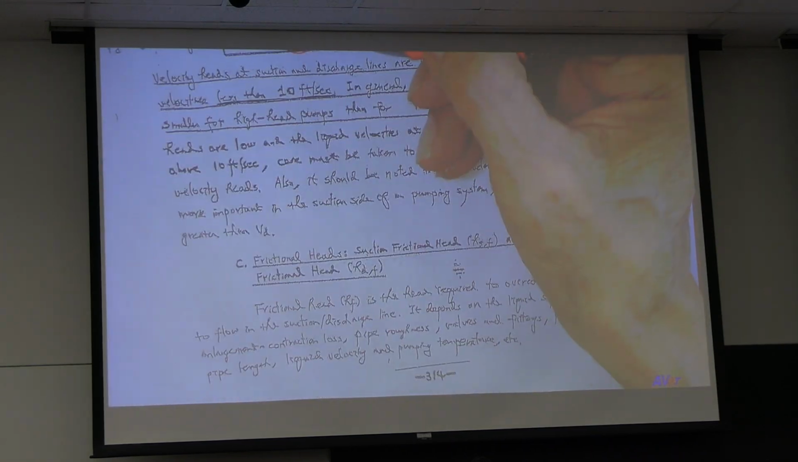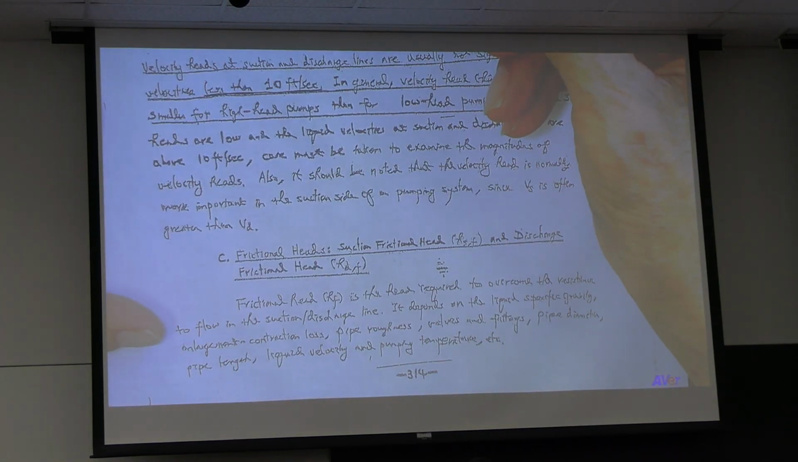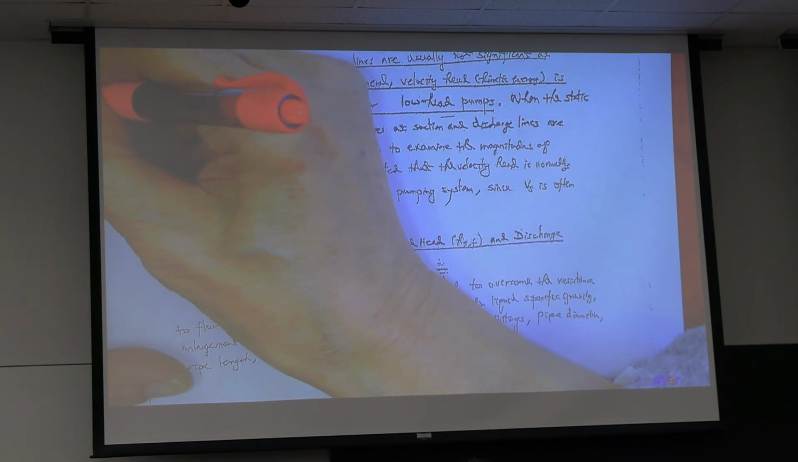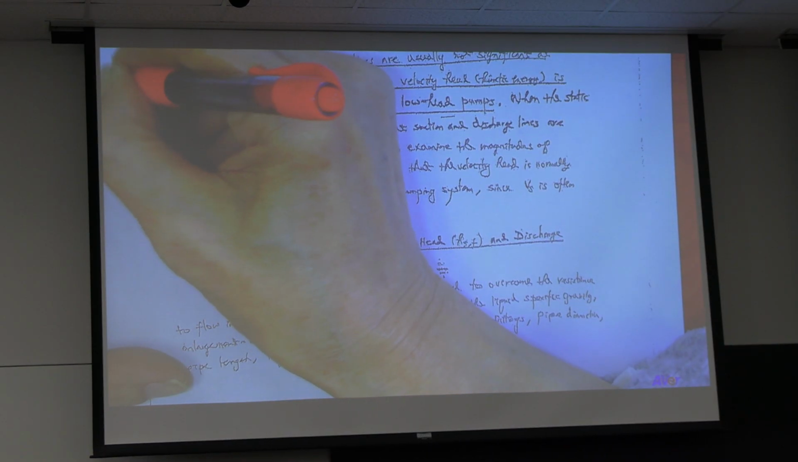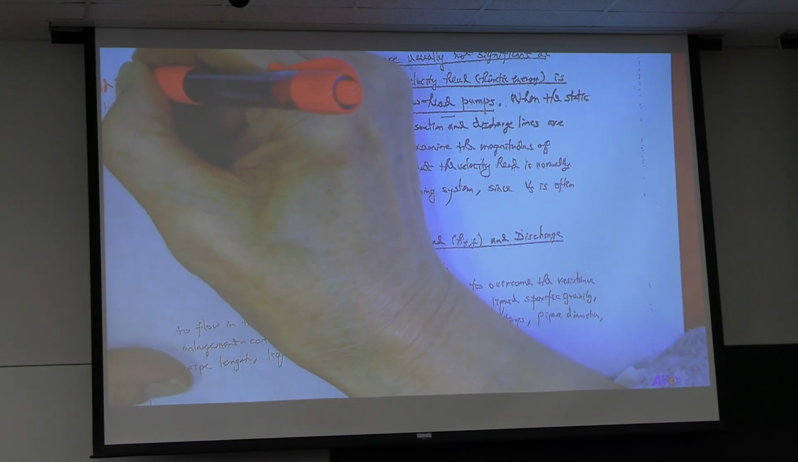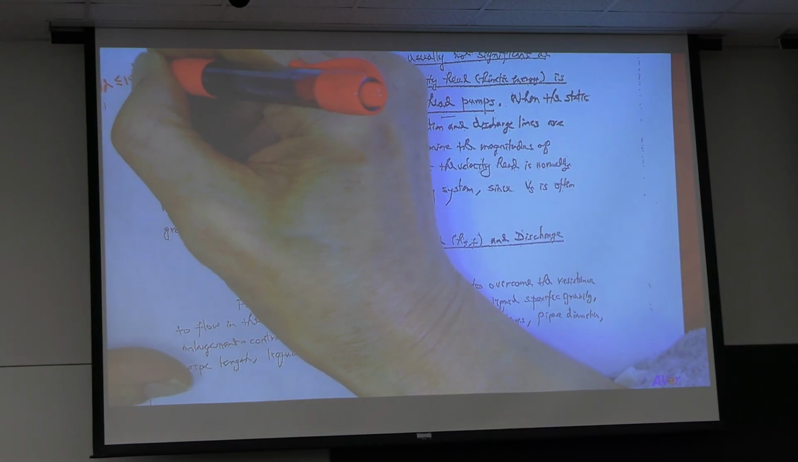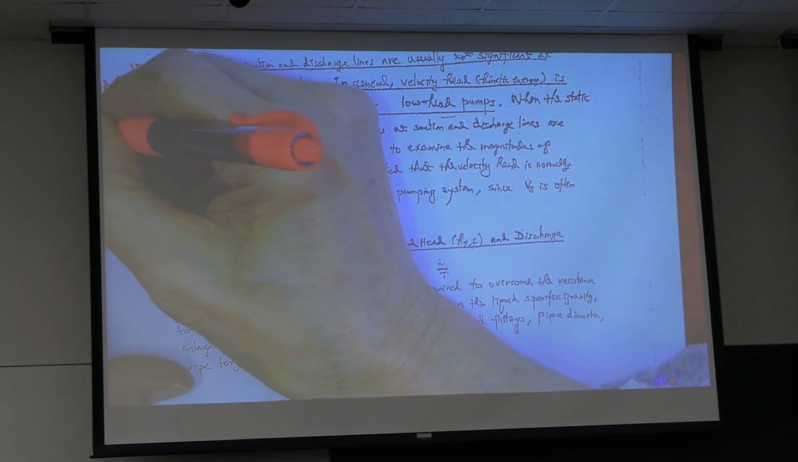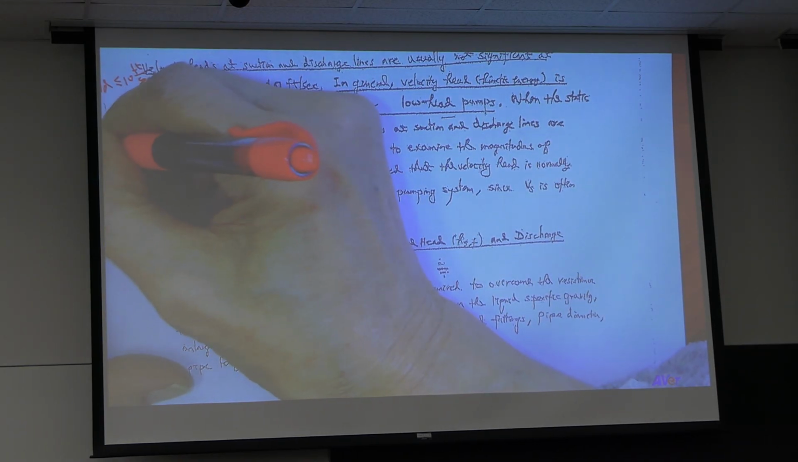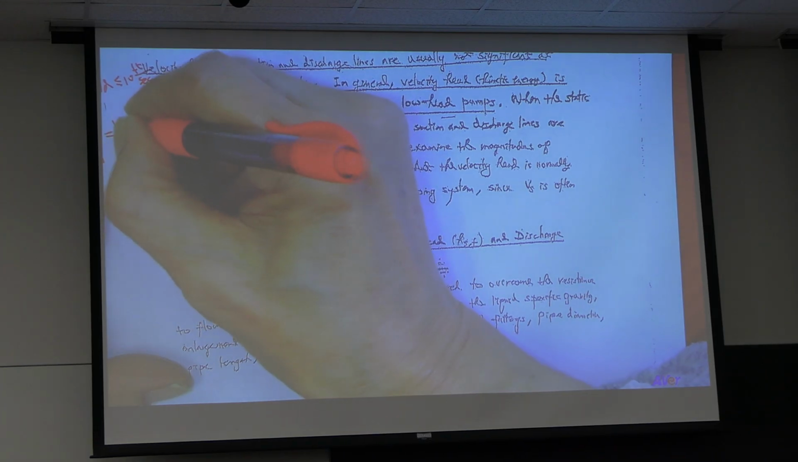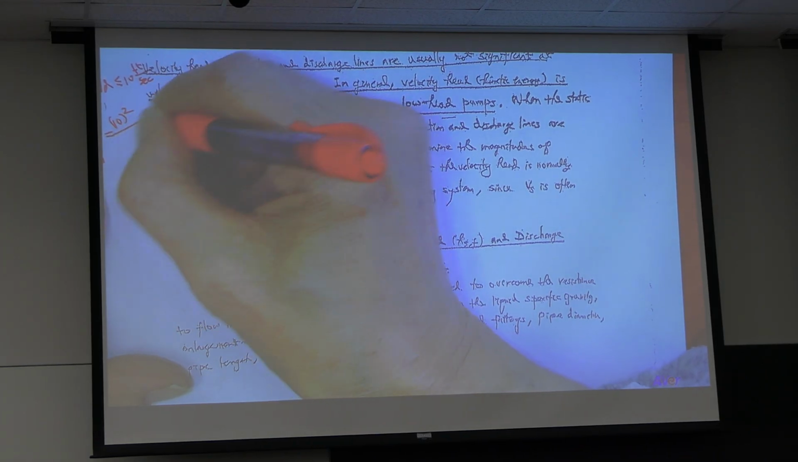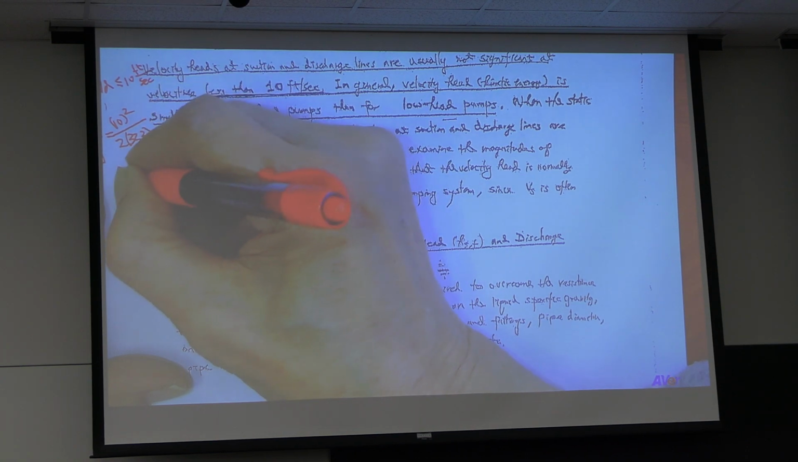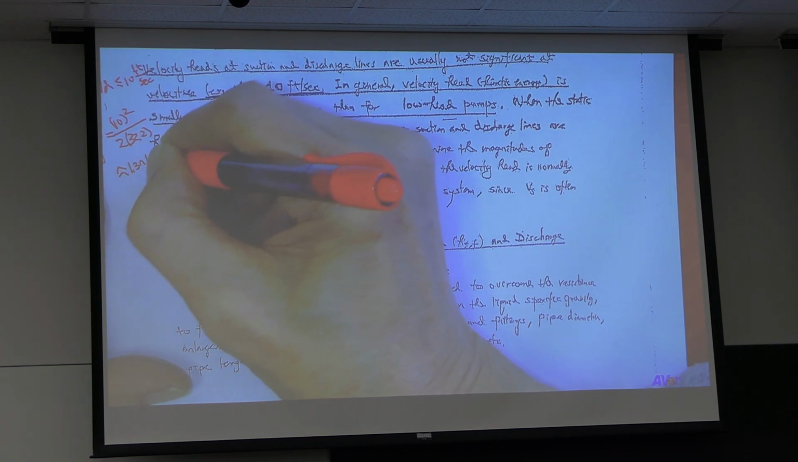Now, in many applications, is Vs or Vd more than 10 foot per second? Vs squared over 2g is 10 squared over 2 times 32.2. This is about 1.3 to 1.4.